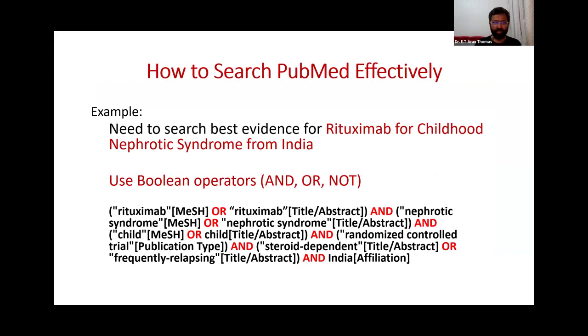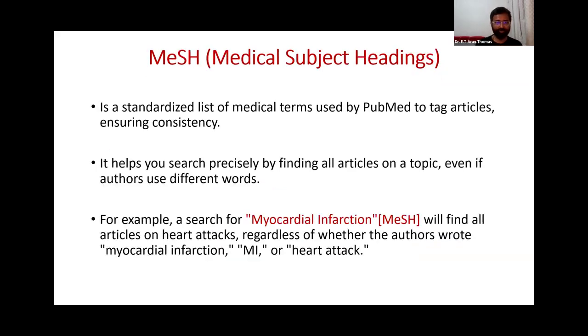For example, if I need to know about rituximab for childhood nephrotic syndrome from India, not from the other parts of the world, from India, there is a particular way to do this search. We have to use the Boolean operators, 3 Boolean operators: AND, OR, NOT. So I just wrote, if you can just focus on the screen, I have written something at the bottom which is not that easy to understand. So this is the Boolean operators and search terms, and I will just explain it.